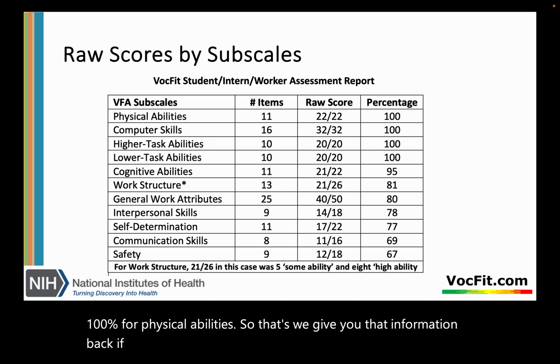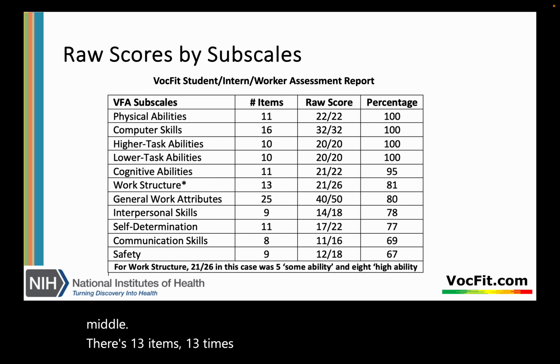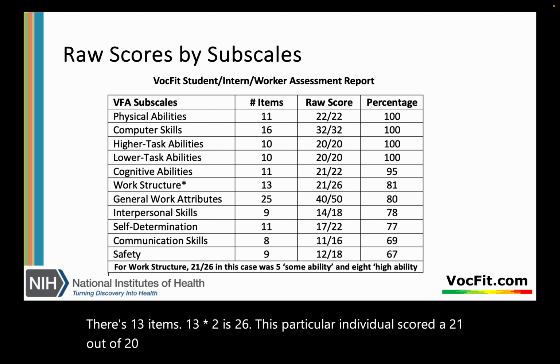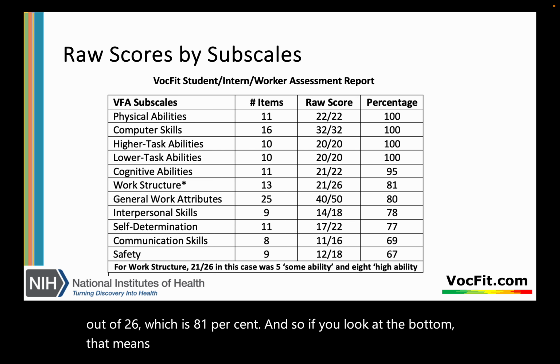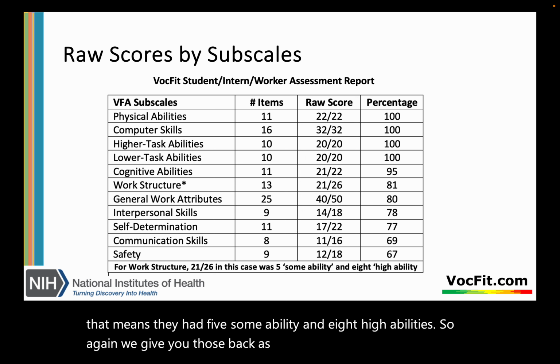If you look at work structure with the asterisk there in the middle, there's 13 items. 13 times 2 is 26. This particular individual scored a 21 out of 26, which is 81%. And so if you look at the bottom, that means they had 5 some ability and 8 high abilities. So again, we give you those back as a raw percentage by subscale.